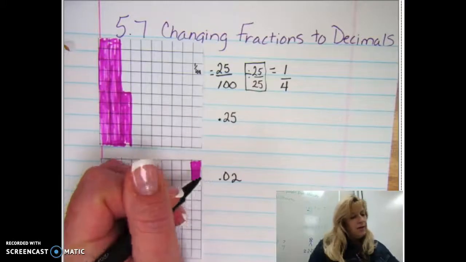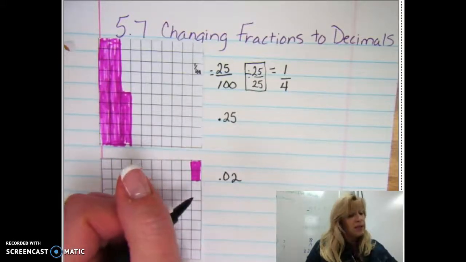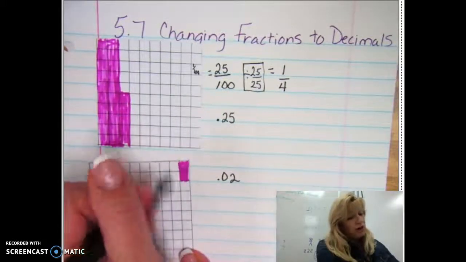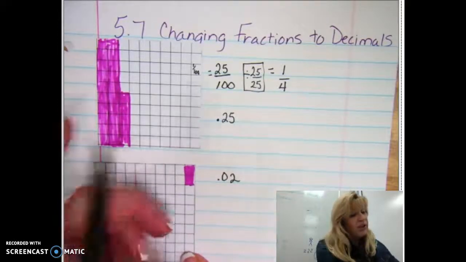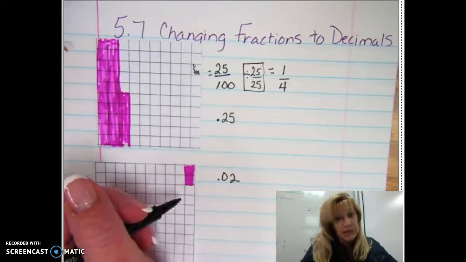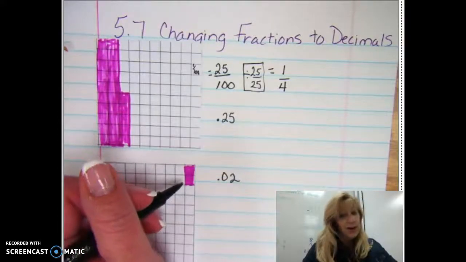0.02. Remember, it can't be 0.2 because that would mean 2 whole stripes would be there. It's only 2 little pieces. It's like having 2 pennies, not 20 cents. So be very careful of that.